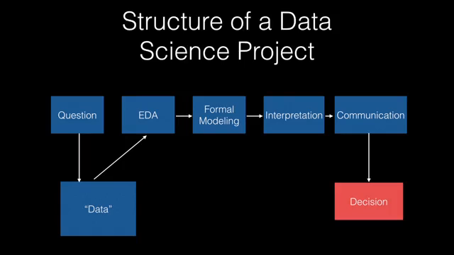The next phase is interpretation. So once you've done your analysis, your formal modeling, you want to think about how to interpret your results. And there are a variety of things to think about in the interpretation phase of a data science project. The first is to think about how your results jibe with what you expected to find when you were first asking the question.